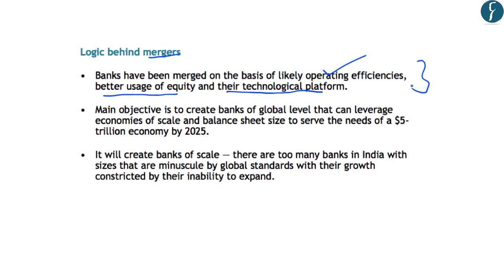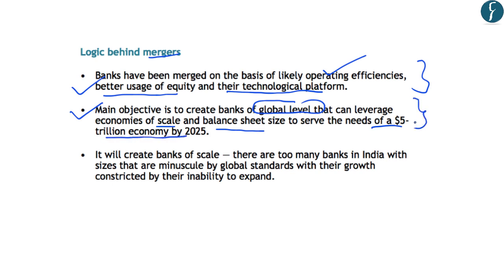Also, we know that the government has infused equity to the amount of rupees 55,000 crores. So due to the mergers and targeted equity, there will be better usage of such equity. Also, the main objective of this step is to create banks of global level that can leverage economies of scale and balance sheet size to serve the needs of a $5 trillion economy by 2025.